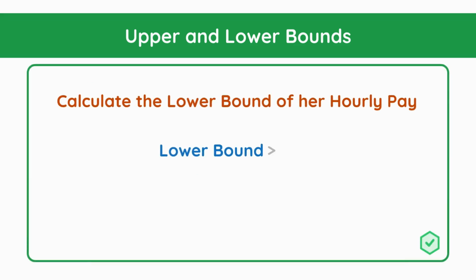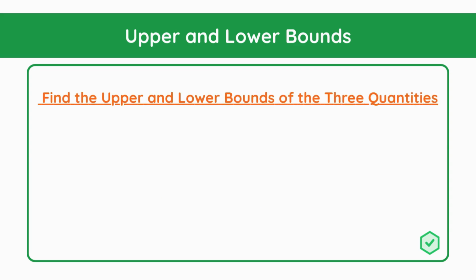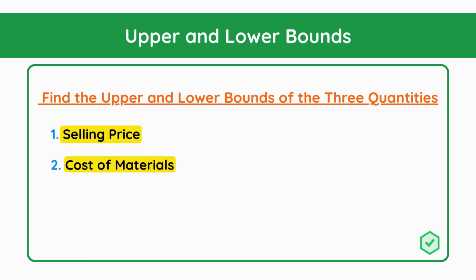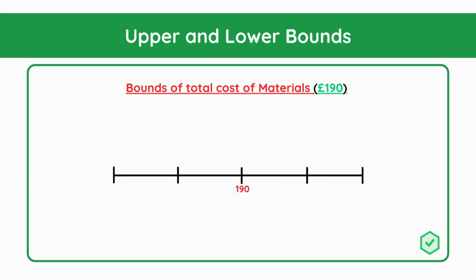If the lower bound is greater than 8 pounds and 20 pence, we can be certain she earns more than that. First, we find the upper and lower bounds of the 3 quantities: selling price, cost of materials, and time taken. For the total cost of materials, 190 pounds, correct to the nearest 5 pounds. Add 5 pounds. 190 plus 5 equals 195. Subtract 5 pounds. 190 minus 5 equals 185.